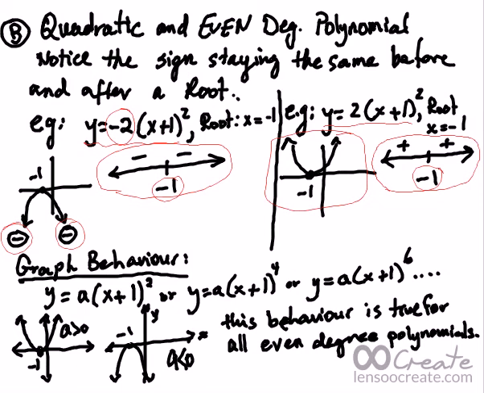stays the same, positive. As for the graph behavior, for whatever the degree is, 2, 4, 6, etc., this behavior is always true for all even degree polynomials. The function either opens up or opens down. It touches the x-axis, it does not cross.